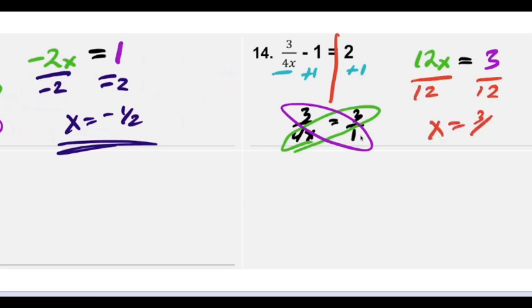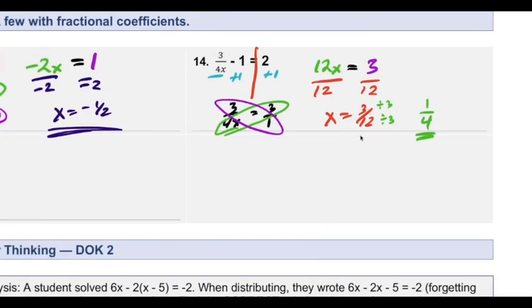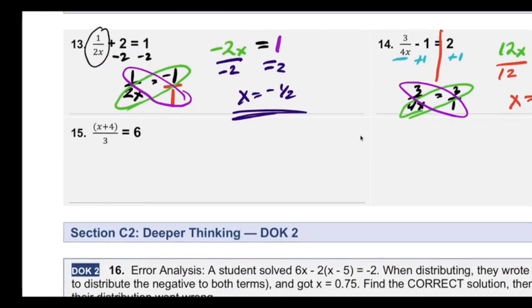X is equal to 3 over 12. We could reduce that to be good math students. They both divide by 3. So I get 1 over 4. It's the best answer.